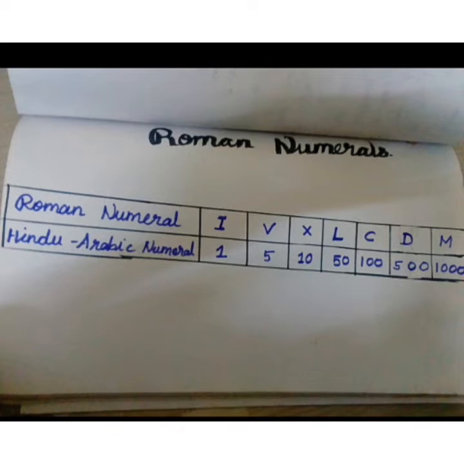The last four, just keep them in your mind like this: L, C, D, M. L represents 50, C represents 100, D represents 500, M represents 1000. Have you understood, children?